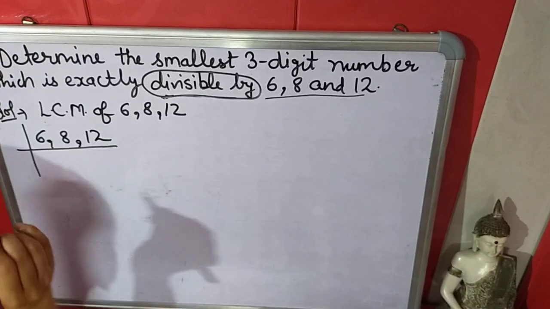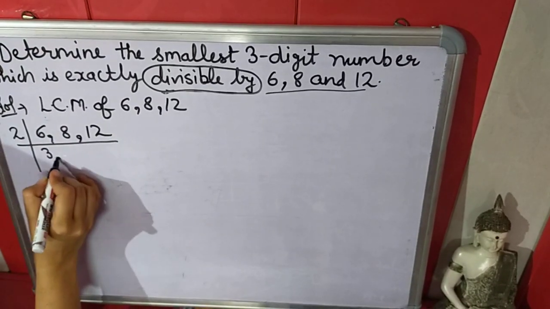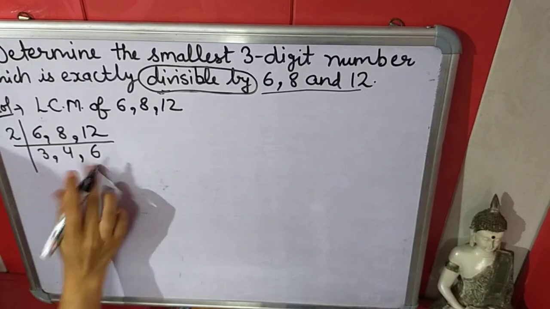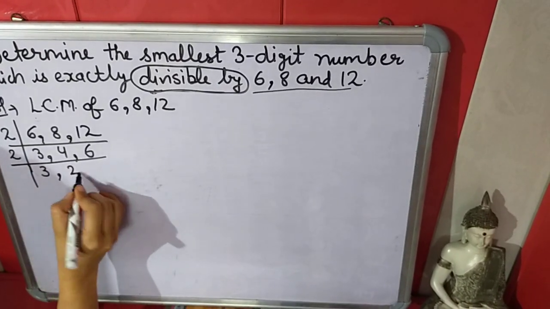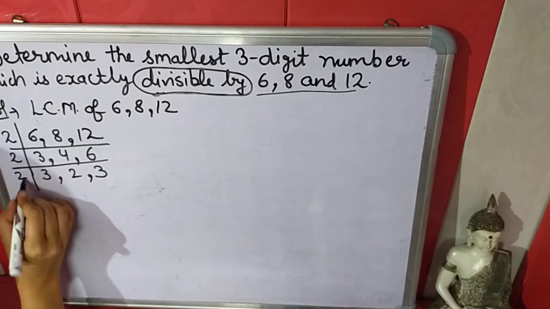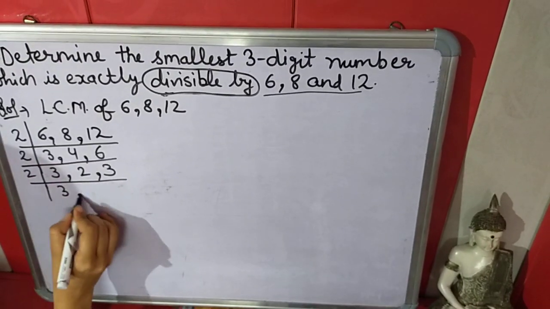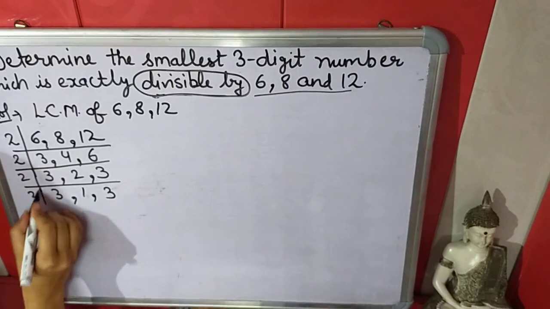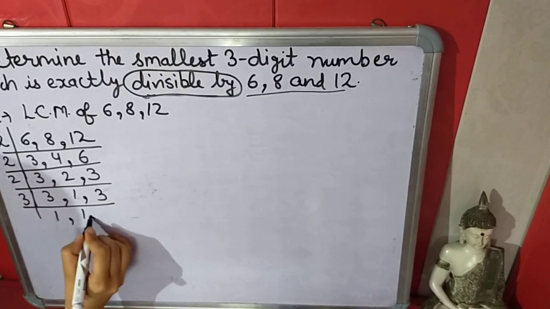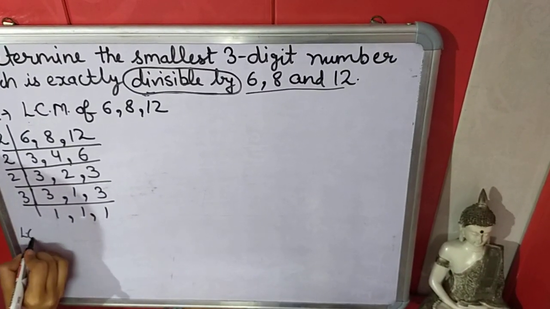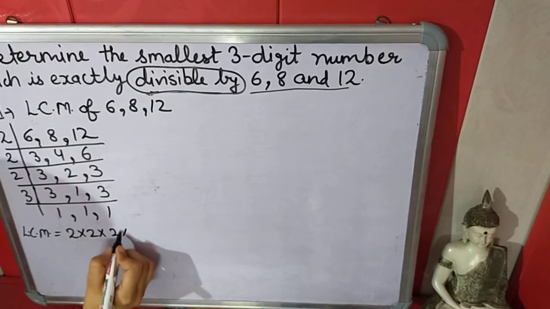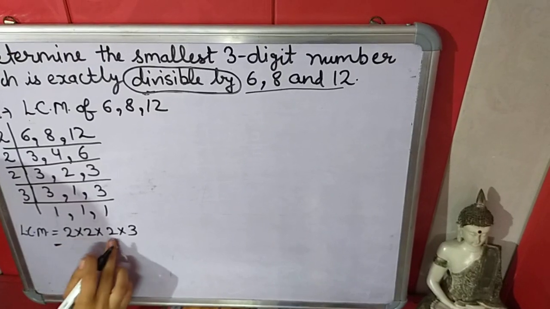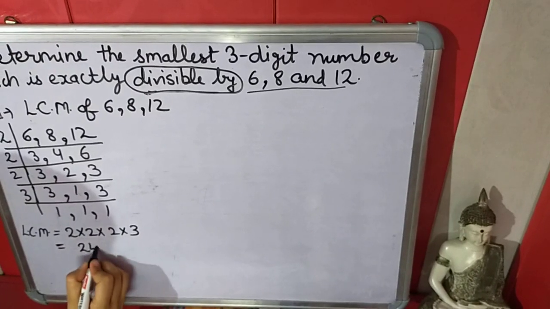All numbers are going in table of 2. Now 4 and 6 are going in table of 2. Now 2 is going in 2. Now 3. 3 ones are 3, 3 ones are 3, 3 ones are 3. So here LCM will be 2 into 2 into 2 into 3. 2 2s are 4, 4 2s are 8, 8 3s are 24.